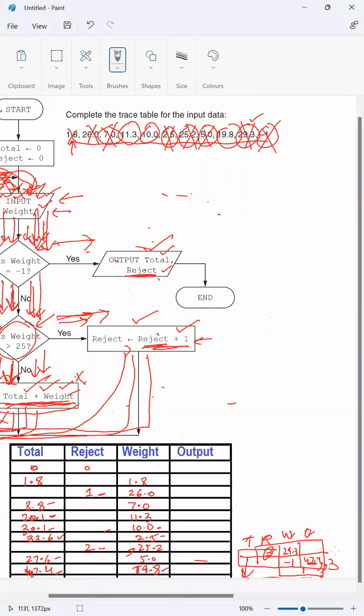So this is how trace tables are solved. We leave the places empty when we don't visit the variables, when we don't update them. We leave some blank spaces, okay? I hope you've understood how this works.